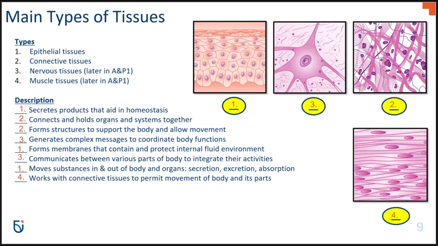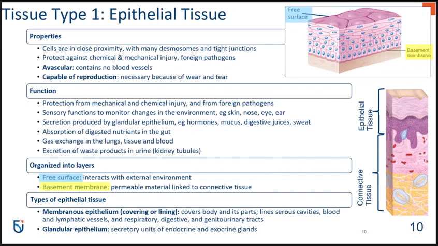Muscles are found all throughout the body in different forms, but that will come up again later. So let's look closer now at specifically epithelial tissue. We know that epithelial tissue makes up epithelial membranes, but epithelial tissue is found in other areas of the body as well.